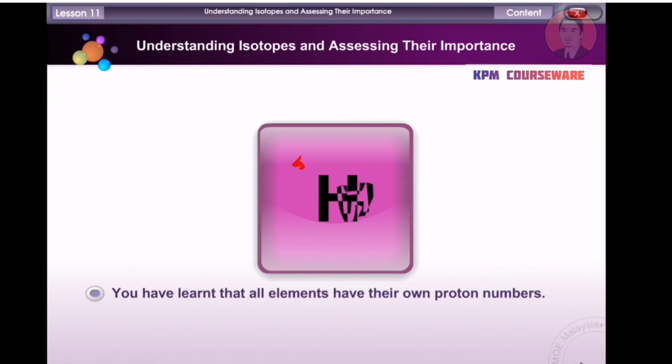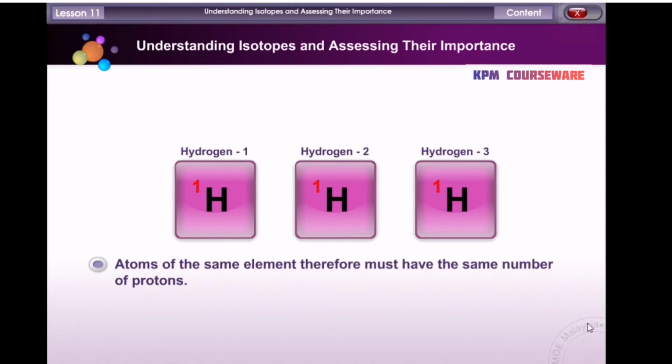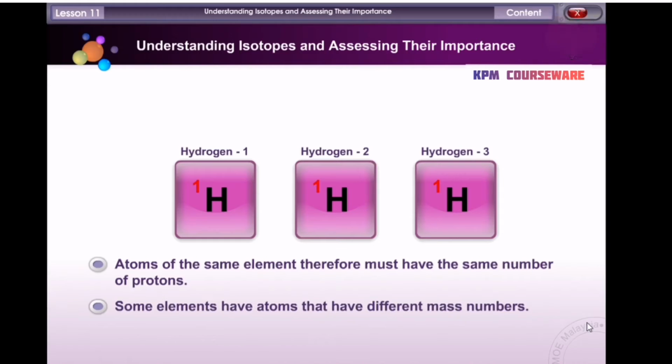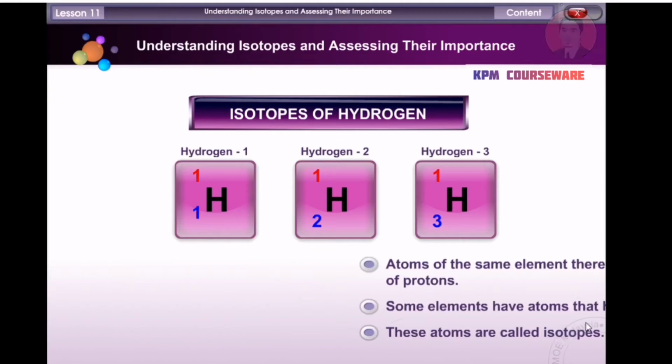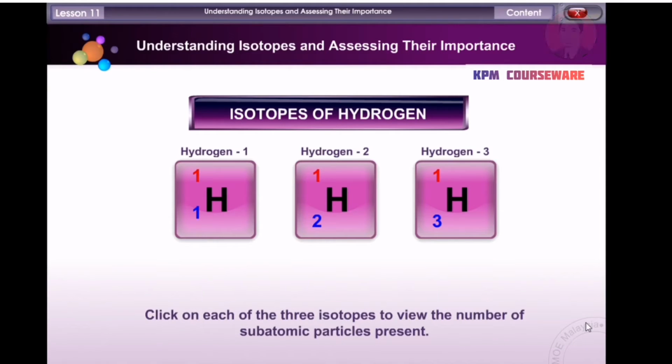You have learned that all elements have their own specific proton numbers. Atoms of the same element, therefore, must have the same number of protons. Some elements have atoms that have different mass numbers. These atoms are called isotopes. Hydrogen, for example, has 3 isotopes. Click on each of the 3 isotopes to view the number of subatomic particles present.